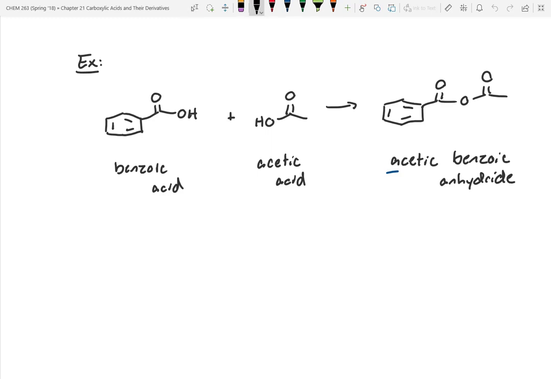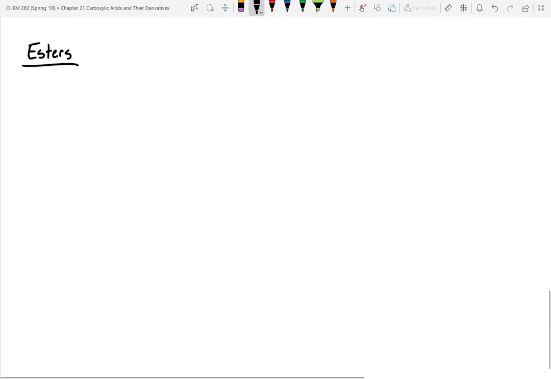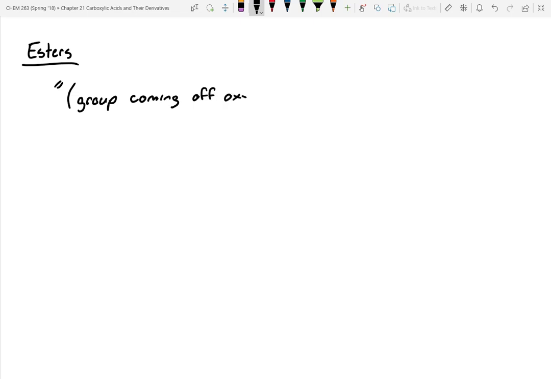All right, now we've got to jump into esters, which are a little bit different and more confusing. But I really want you to follow the same trend I've been teaching you. And I'll show you the generic trick. The first thing you always name is the group coming off oxygen. And then you want a space. And then you want your parent name next with an ate suffix.